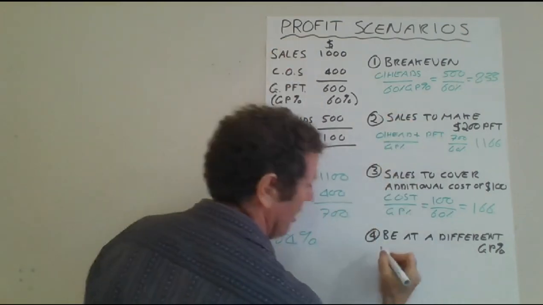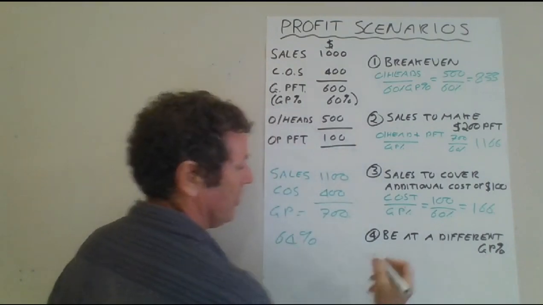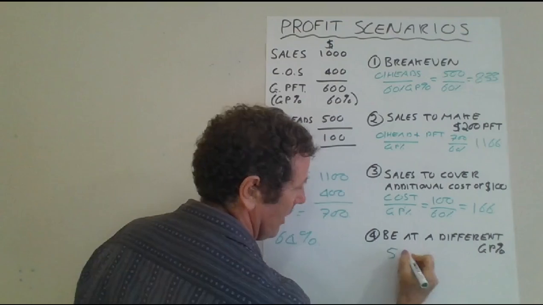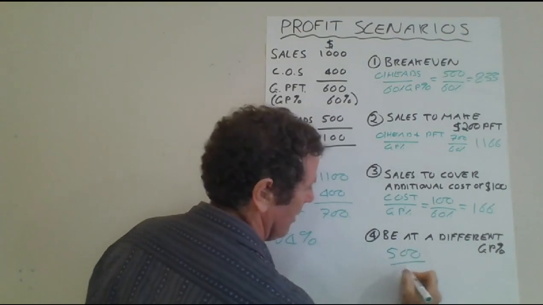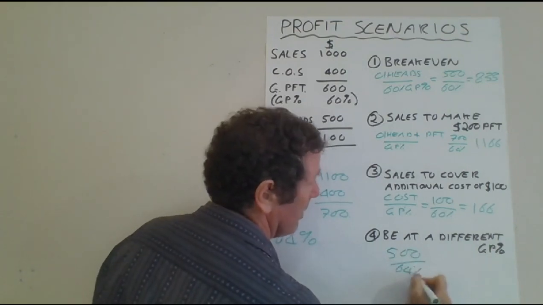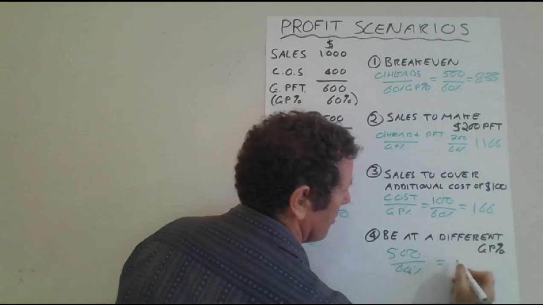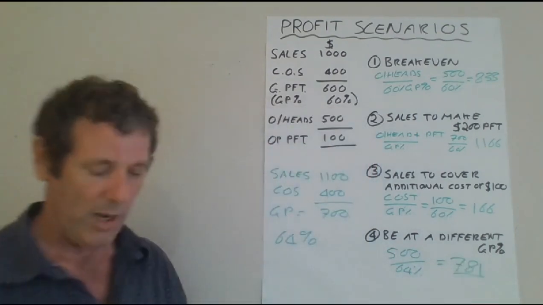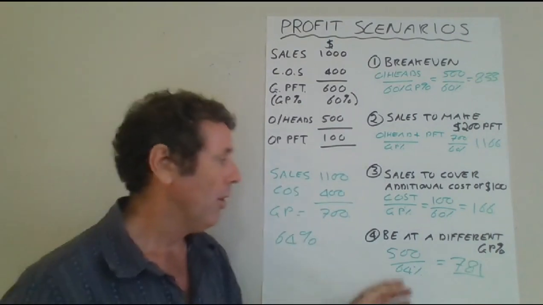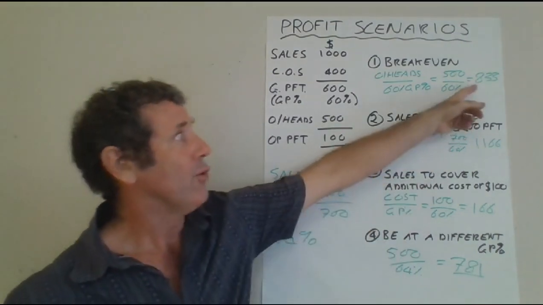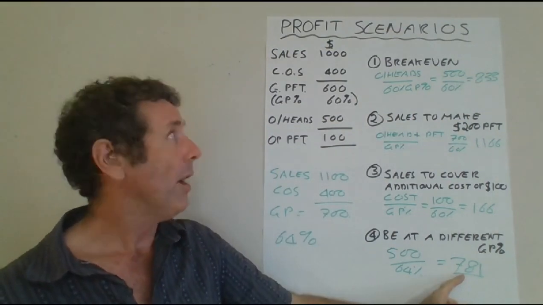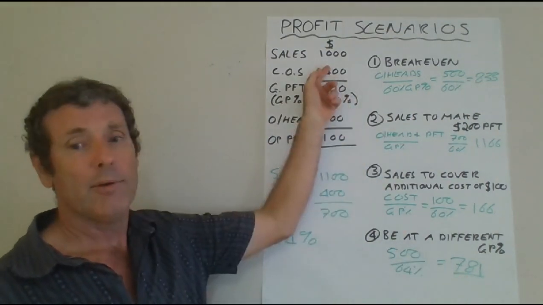So what would the break-even point be under the different structure for this trading statement up here? Again, it's your overheads divided by your GP percentage, which is 500, we'll assume your overheads haven't changed, divided by 64%, which equals $781. So we can see the break-even point has actually dropped from 833 to 781 because we've increased our margins up there.